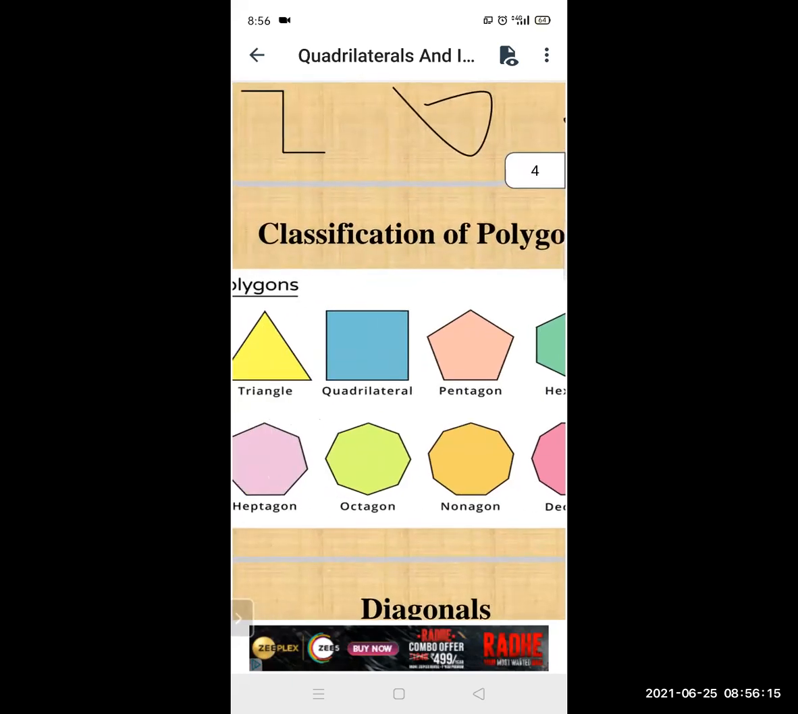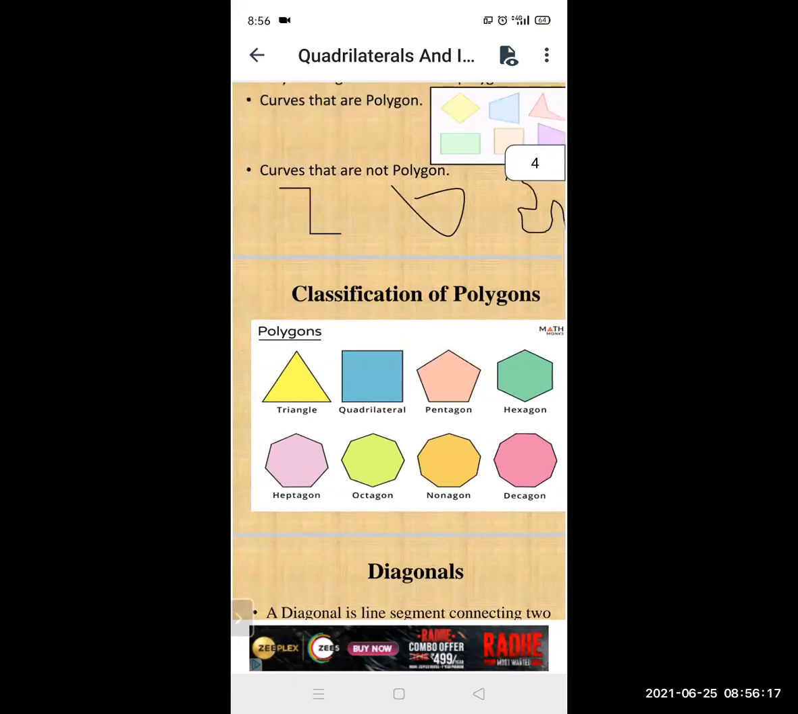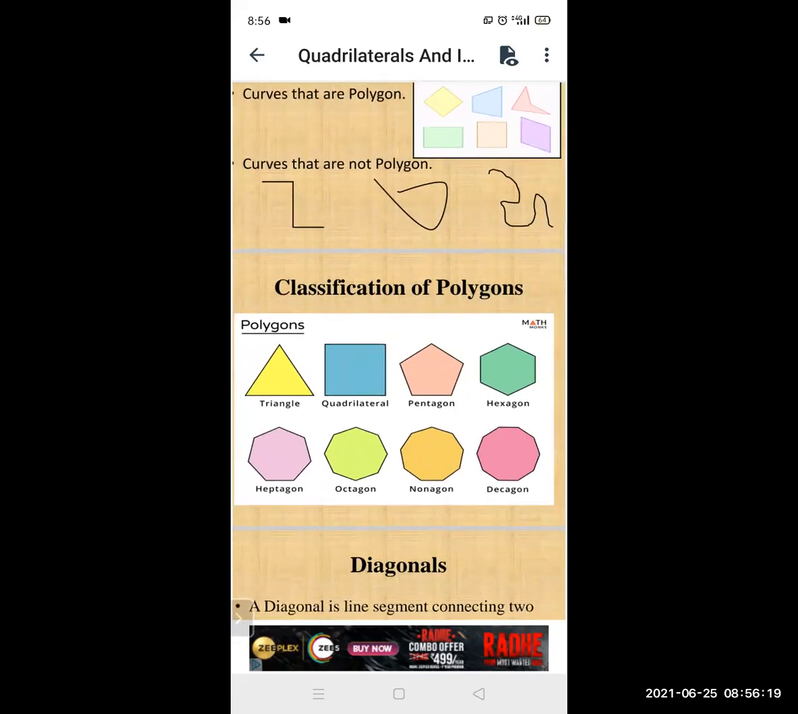These are the closed curves up to 10 lines that I have shown you here. After 10 lines, you can draw 11 lines also, 11, 12, 13, as many lines as you want to draw. Now, if you see the decagon clearly, it is near about a circular shape. It shows a little bit of a circular shape.